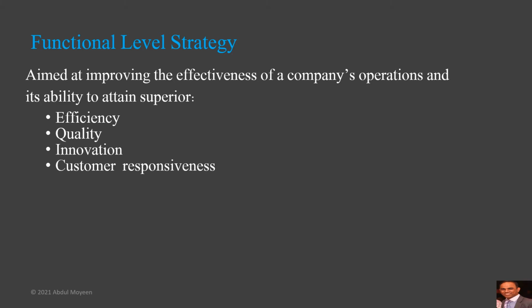So what is functional level strategy? Functional level strategies are actions that managers take to improve the efficiency and effectiveness of one or more of the value creation activities. We are already aware that there are two different types of value creation activities in an organization. They could be primary activities which create value directly, and the other types of activities which also create value but do so in an indirect way. They are called support activities.